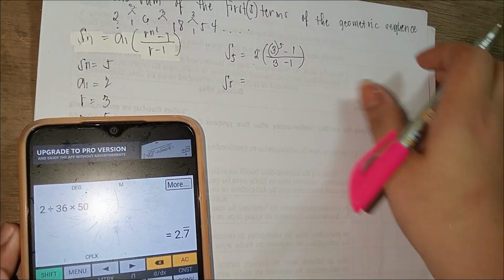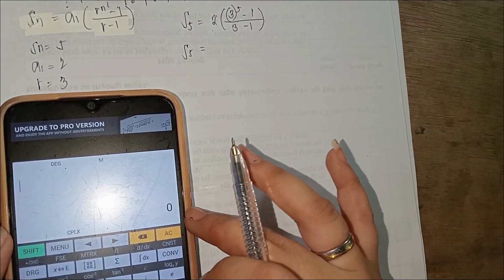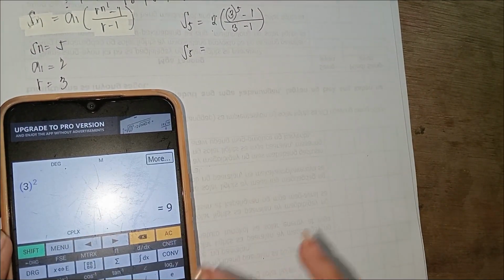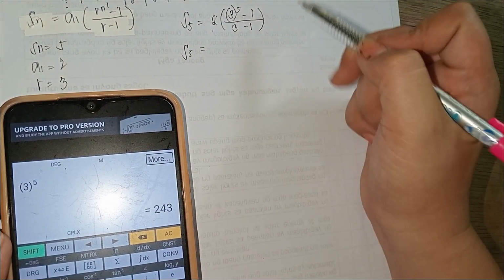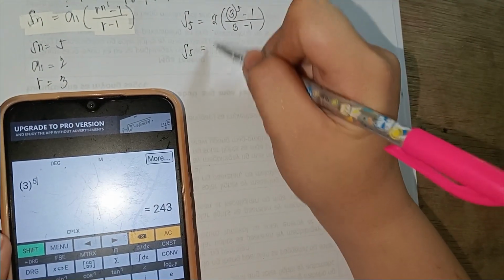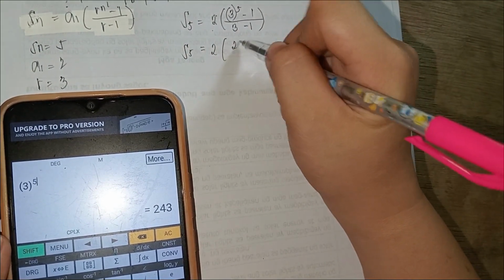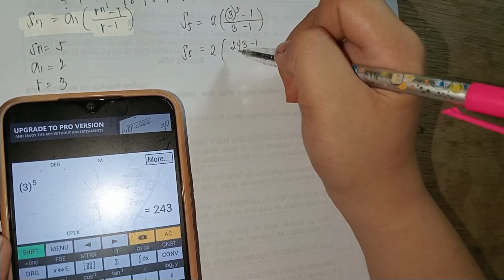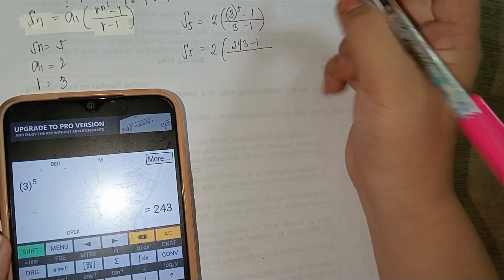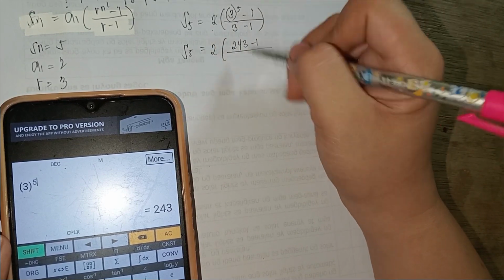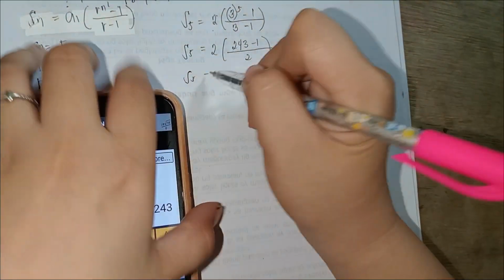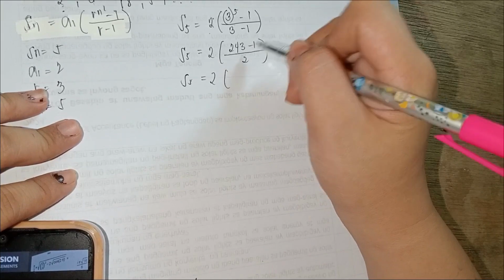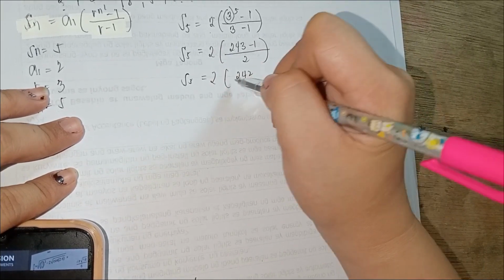But I think 3 raised to 5 is 243, I guess. 3 raised to 5 is 243. So copy 2 times the quantity of 243. Then copy that. Minus. So 3 minus 1 is 2. So S of 5 is equal to 2, copy 243 minus 1 is 242 over 2.